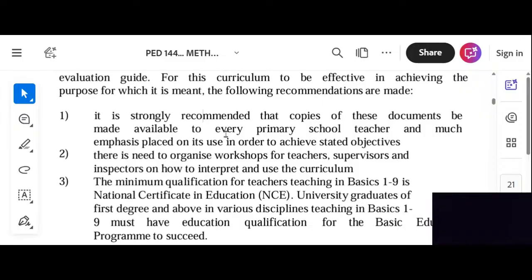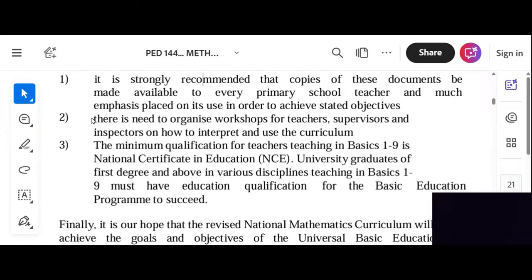Now, the second one, there is need to organize workshops for teachers, supervisors, and inspectors on how to interpret and use the curriculum. It is not just having a copy that matters. What if you have a copy but you don't even know how to use it? So there's also a need for that follow-up. That's why you see that from time to time teachers attend seminars and workshops. It's not because you wonder what they are teaching teachers. Yes, nobody is above teaching anyway, but you need to upscale your skills.